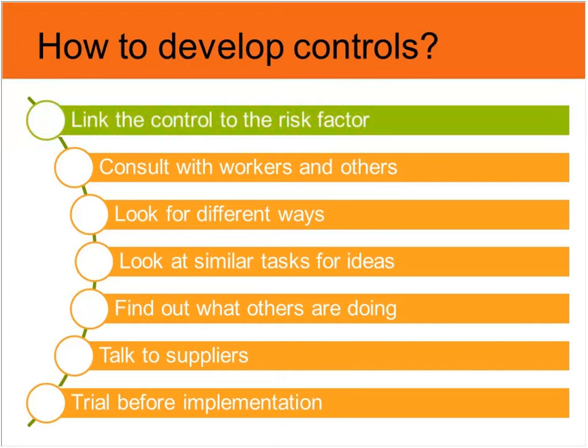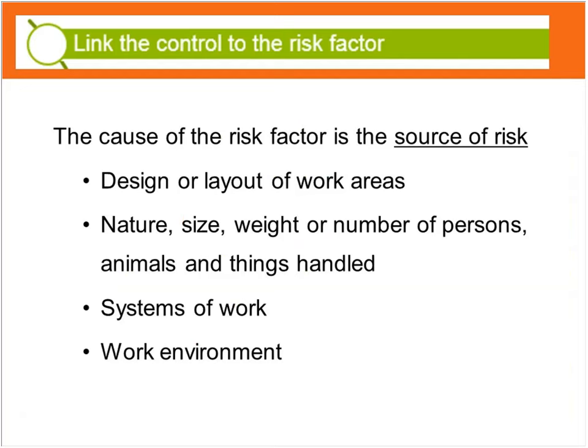So the first one is linking the control to the risk factor. Now, when a manual task risk factor has been identified, so you've done your perform worksheet, you have identified some risk factors, it's important to go to the next step, which is identifying what is actually causing the risk factor. So the cause of the risk factor is what we call the source of the risk. So you can see on your screen there's 4 key sources of risk. And in order to eliminate or minimize the risks, the controls should be aimed at these 4 areas.